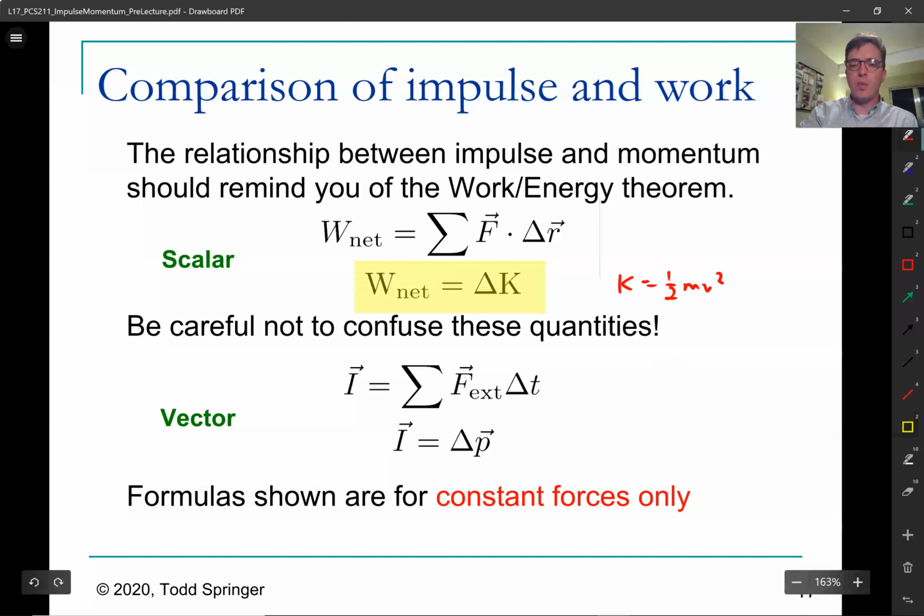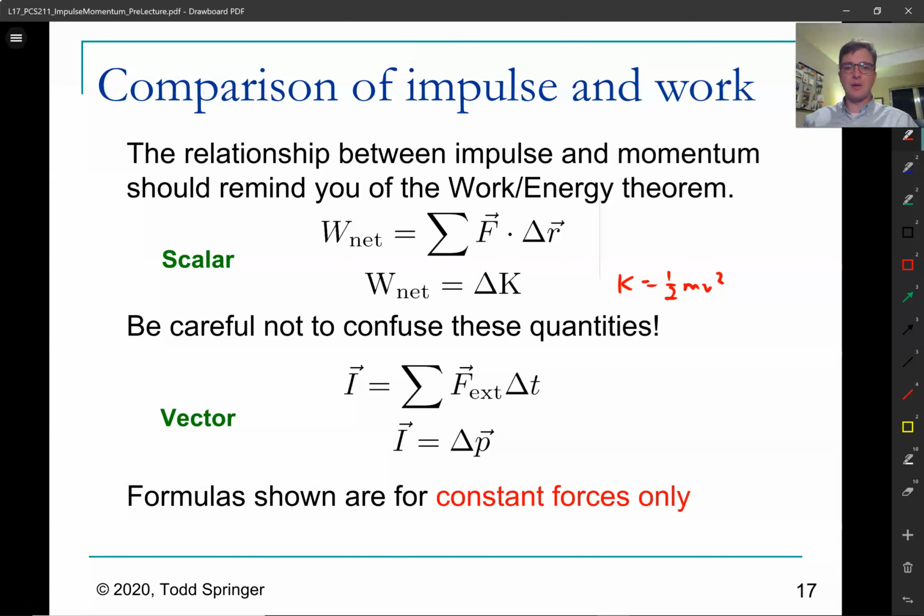So there's this thing called work. Work was a force applied over a distance, and the net work was equal to the change in the kinetic energy. Now there's another thing called impulse, which I just defined for you. Impulse is the net force applied over a time. And the impulse is equal to the change in momentum. Okay? So they're sort of related.